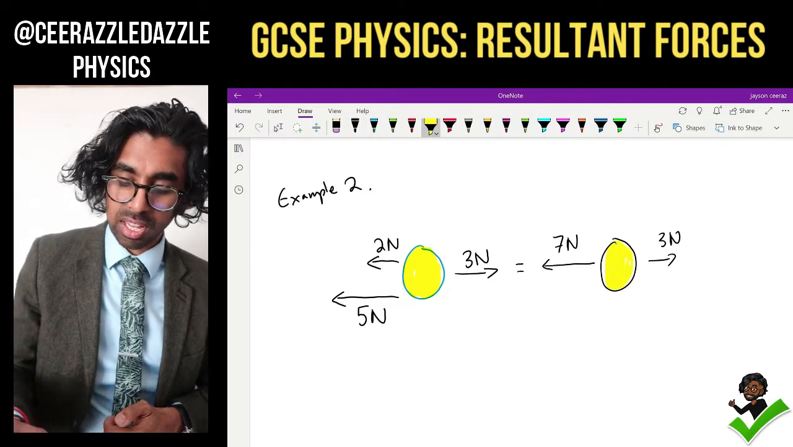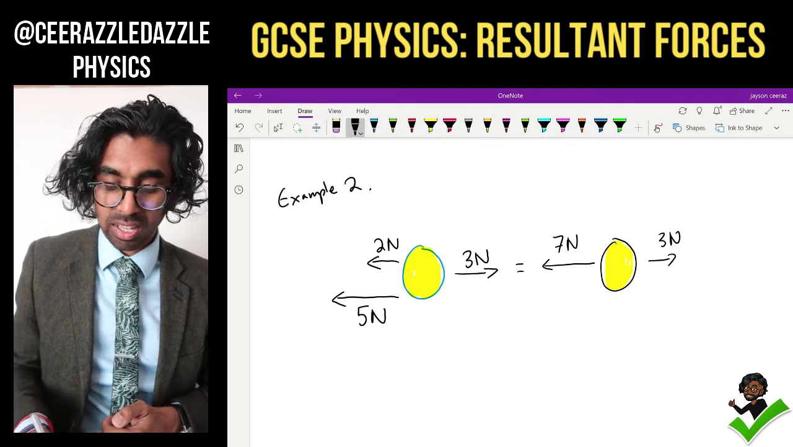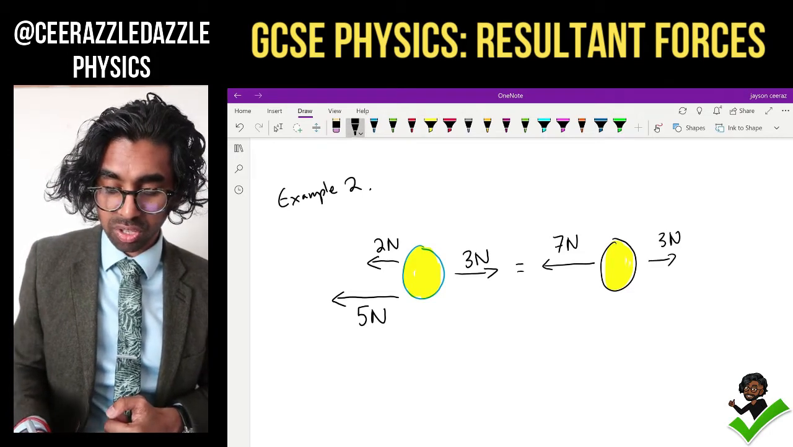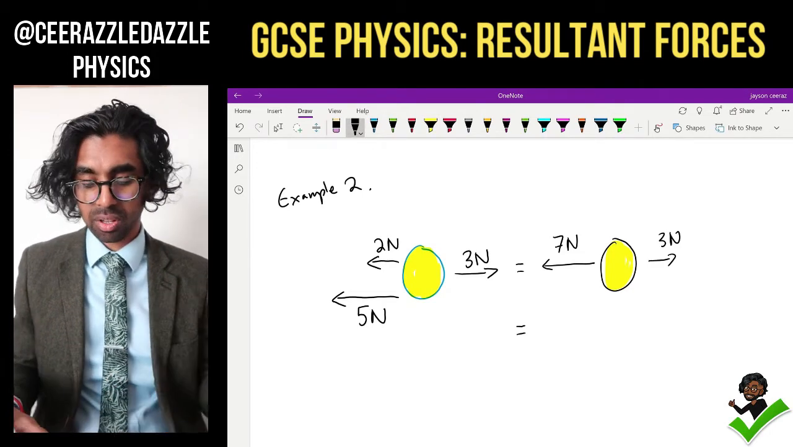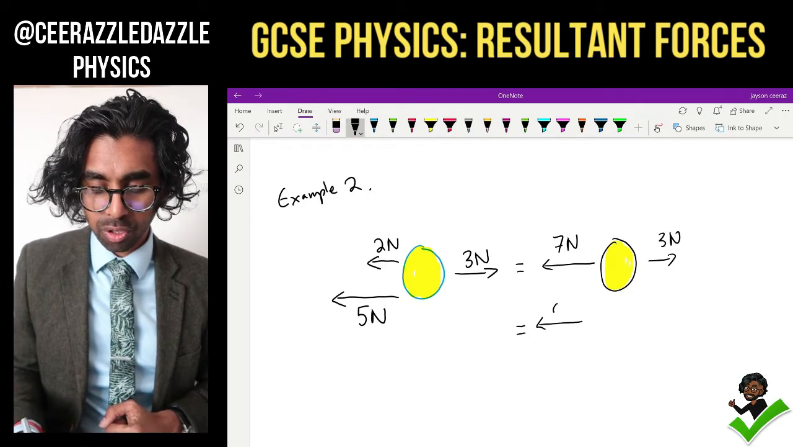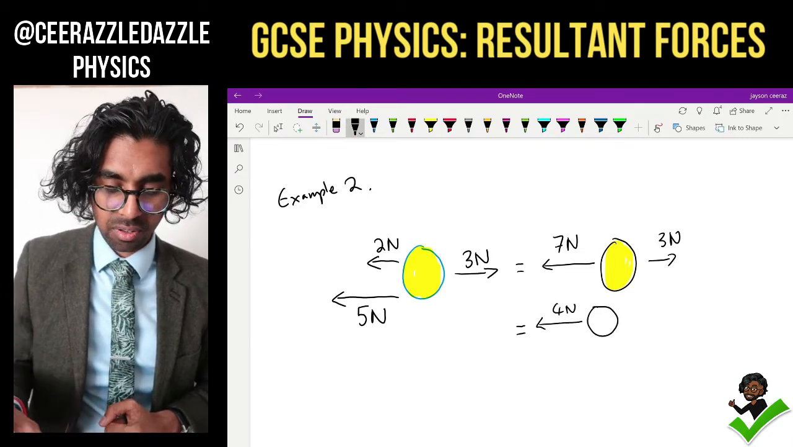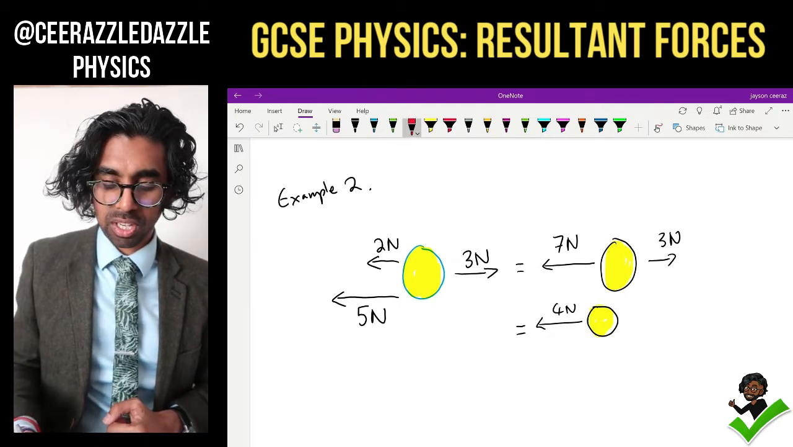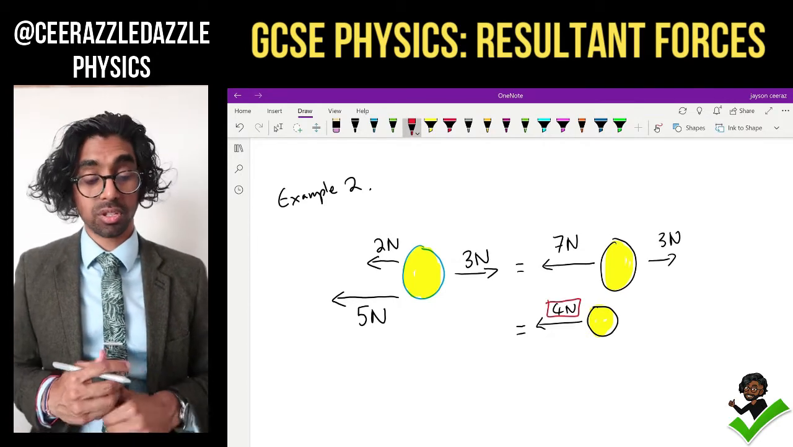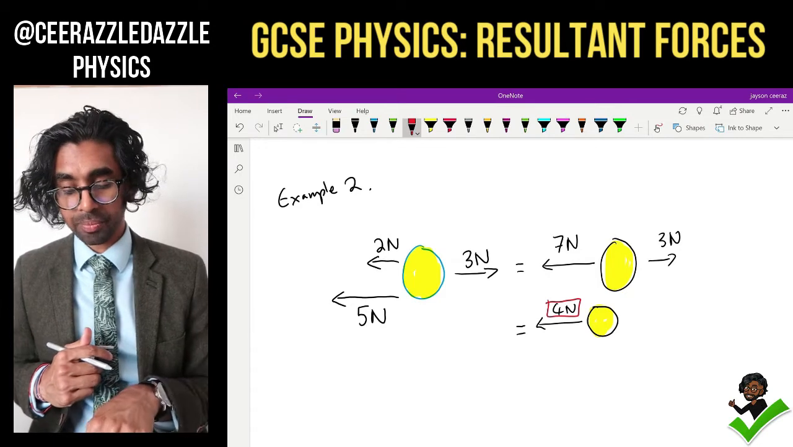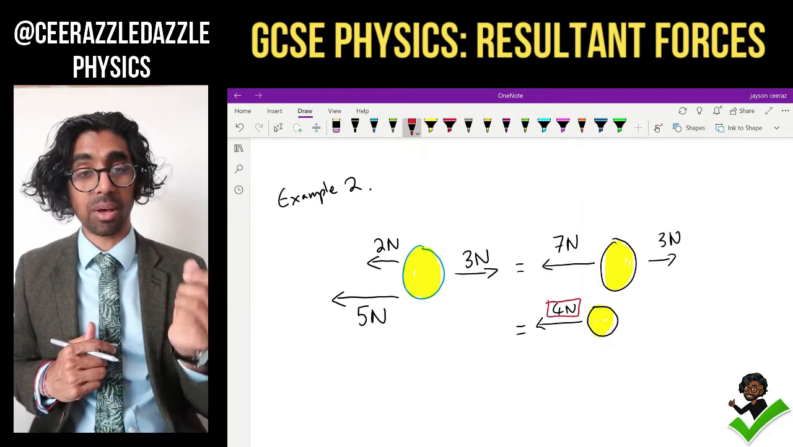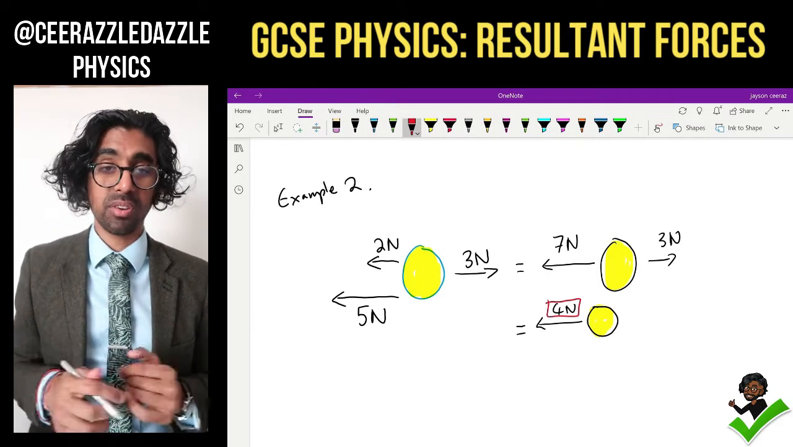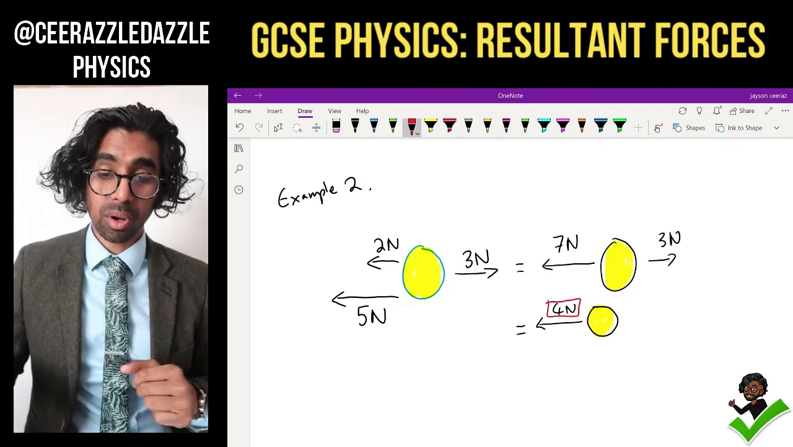So 7 newtons to the left, 3 newtons to the right. That is the same as, I can redraw this one again now to the following. Simply 4 newtons to the left. Easy stuff. So the resultant force is 4 newtons. So yes, I can redraw this diagram in a simplified format, and that will be 4 newtons. Very simple stuff. Right, what about one more example?